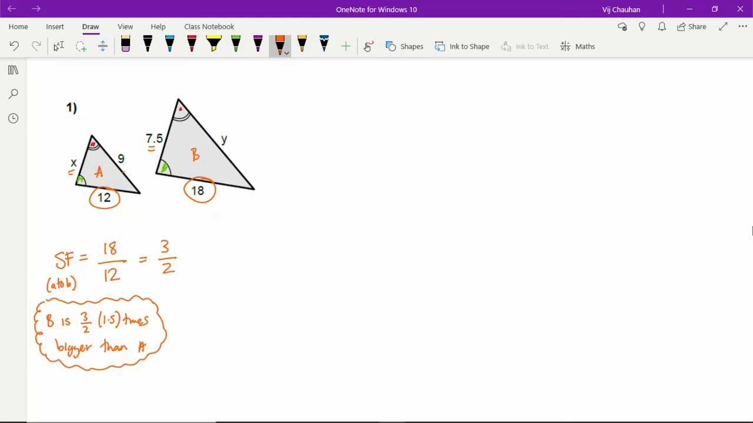Now, as we talked about, once we've worked out the scale factor, I then need to go on to work out the solution. It's always worth making sure you're stating what the scale factor is, which is 3 over 2. Now to work out x, I'm going from the big shape to the small shape. So for that, I need to take the length that I know, which is 7.5, and divide that by 3 over 2. So I'm going to do 7.5 divided by 3 over 2, or 1.5, depending on whichever you prefer, and I get an answer of 5.